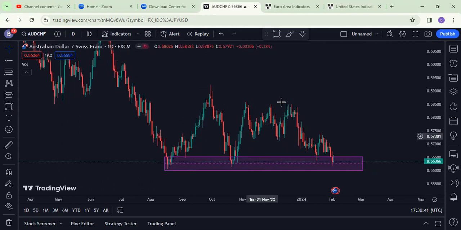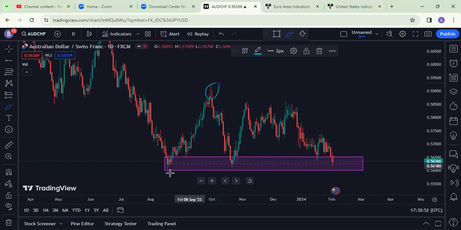Or a ranging market. But what we know is that in this ranging market, we've got a high, which is this one here, and then we've got a low, which is this one here, right? Now we already had a bias on this currency pair, and our bias was that we're going to buy the Australian dollar against the Swiss franc.